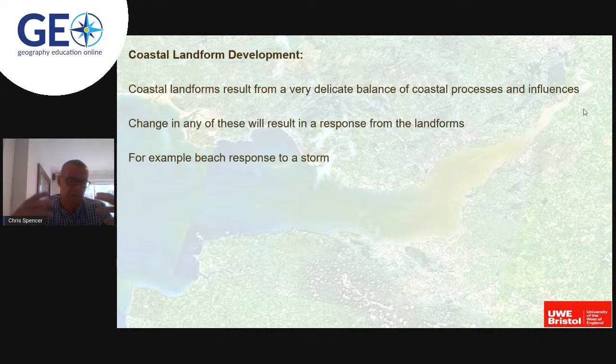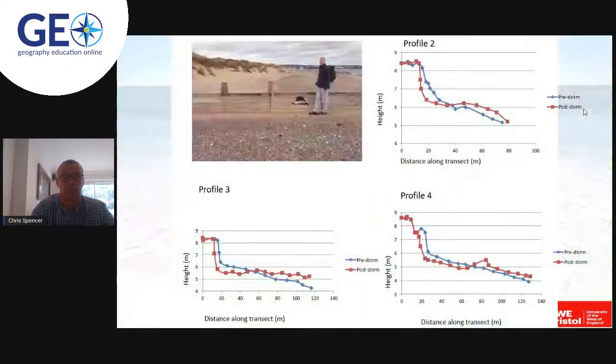And the point of going through all of that, looking at the variation that we've got, is to hopefully get a feel for how the coastal landforms exist in this fairly delicate balance. Change one thing, and we get a response from the landforms in some form. So a really good example of that is the way a beach responds to a storm.